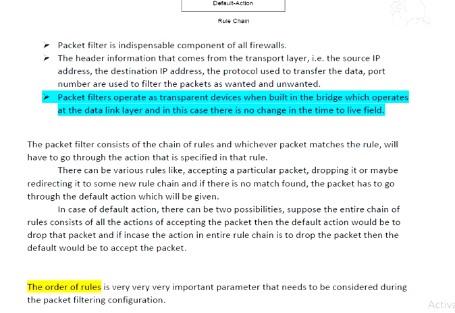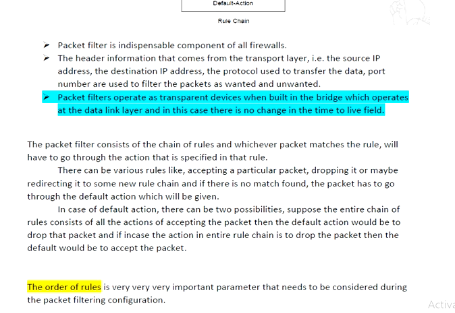We have other information about the packet filter also: it consists of certain rules, and whenever a packet matches a rule, it has to go through the action that is specified in that rule. There can be various actions, like accepting a particular packet, dropping it, or redirecting it to some new rule chain. If no match is found, the packet has to go through the default action. In the case of the default action, there can be two possibilities. Suppose the entire chain of rules consists of accepting the packet, then the default would be to drop the packet. And if the action of the entire rule chain is to drop the packet, then the default would be to accept the packet.